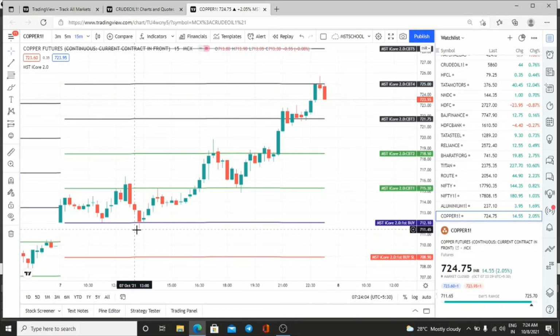So here, how to decide? The first target was achieved and we booked the profit. The second time, by default, you can go for it. But how to avoid it, and how to take the re-entry? The thing is very simple. Look at the candle. If the body of this candle has closed below this entry point, you have to avoid that trade.